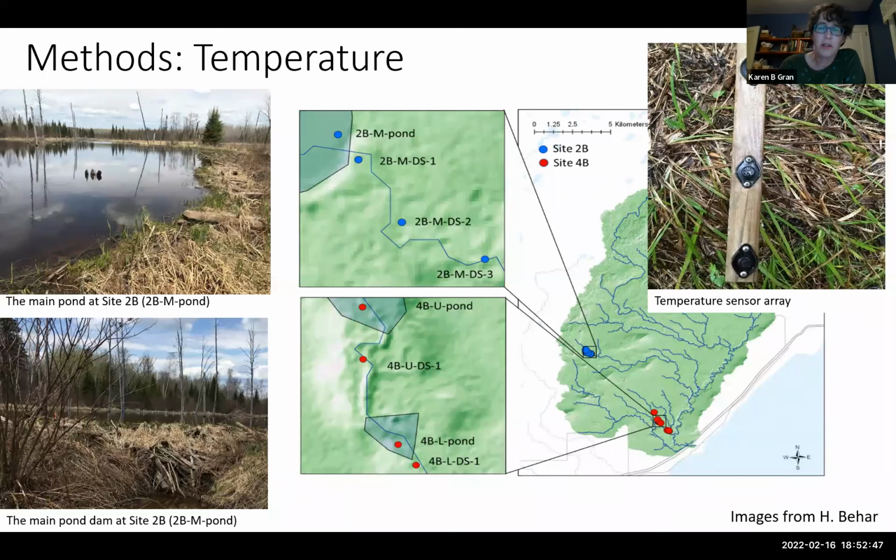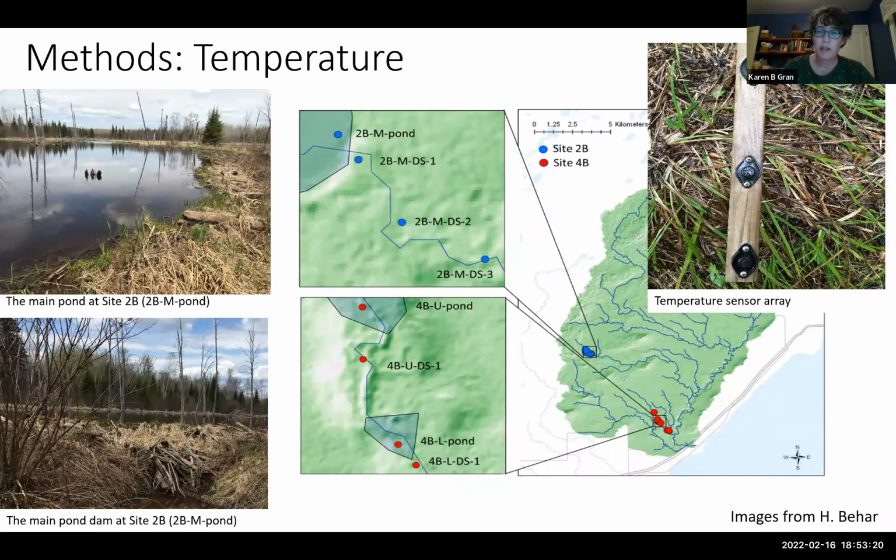Let me show you what Hannah did. Hannah went to these sites and installed a series of temperature arrays that went down into the subsurface. This allowed her to see not just what the temperature was, but also whether water was upwelling or downwelling in that location. She used these data coupled with a lot of atmospheric sensors to track incoming solar radiation and wind and other factors that might influence the heat flux in this site, and looked to see what affected the temperature both within and downstream of the beaver ponds.